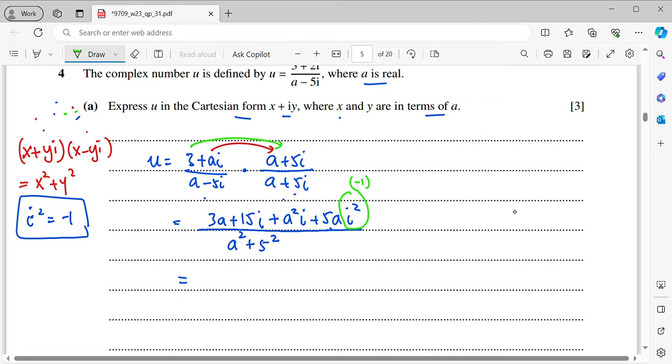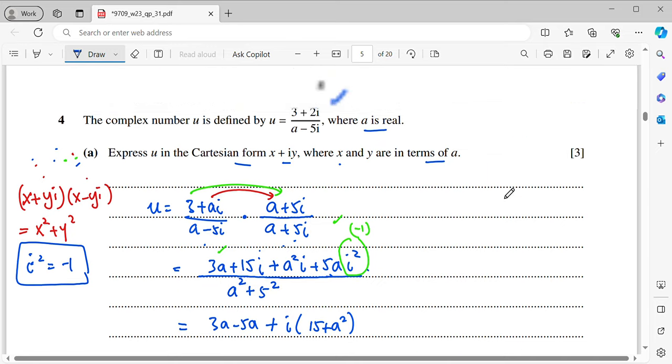Once you change the i squared to minus 1, that means 3a and the last term will be the real part because without i, so I will group them together. It will be 3a minus 5a, then plus, the second and third term you can factorize the i. Okay, wait, let me check. Okay, I made a mistake. This is 2i, not ai. I copied the question wrongly. This is 2i. So 2i times a, it will be 2ai. Okay, sorry for the mistake.